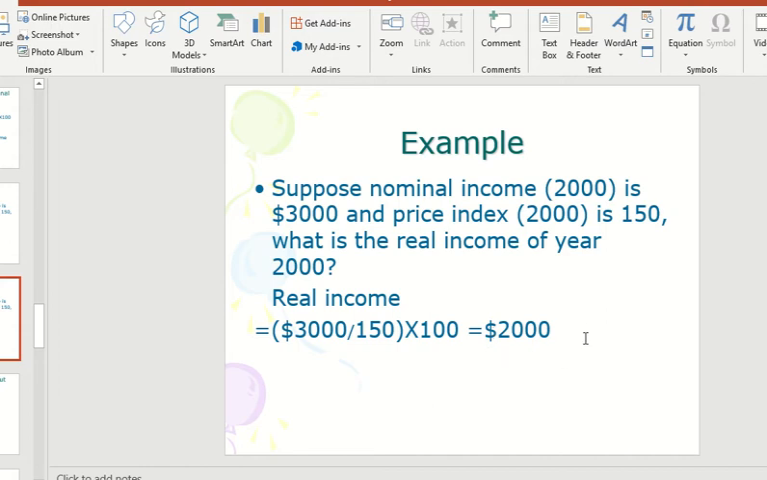What that means is, if there is no inflation, then a person who makes $2,000 is as well off as a person who makes $3,000 with inflation.